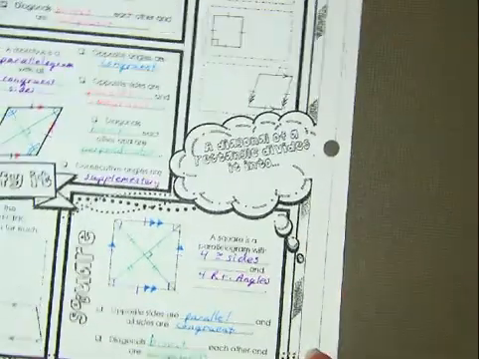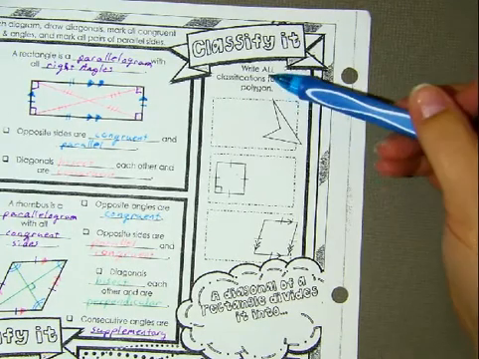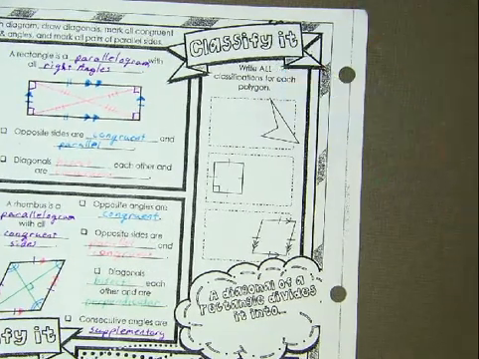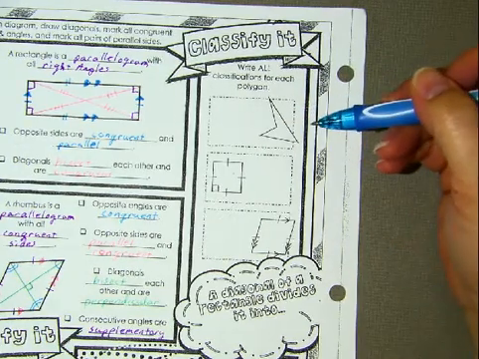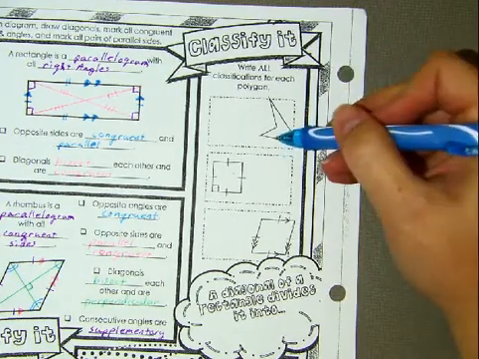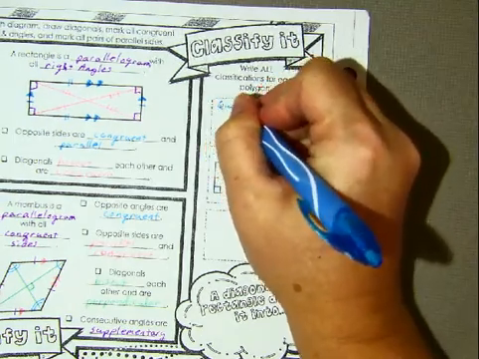We're going to go ahead and turn the page over here, and we're going to classify some of these shapes. So for this one, it says we're going to write all the classifications. So starting at the top, quadrilateral. Is this a quadrilateral? 1, 2, 3, 4 sides? Yes, this is a quadrilateral. And I'm just going to write quad.